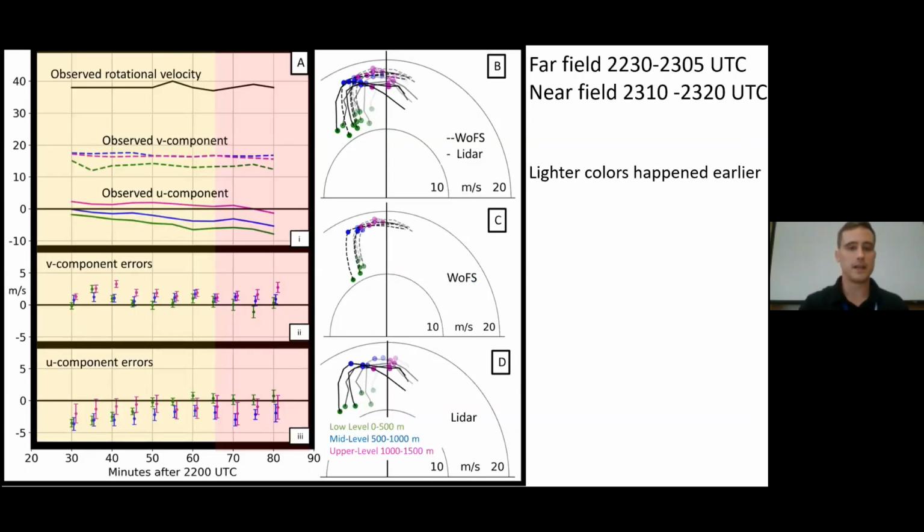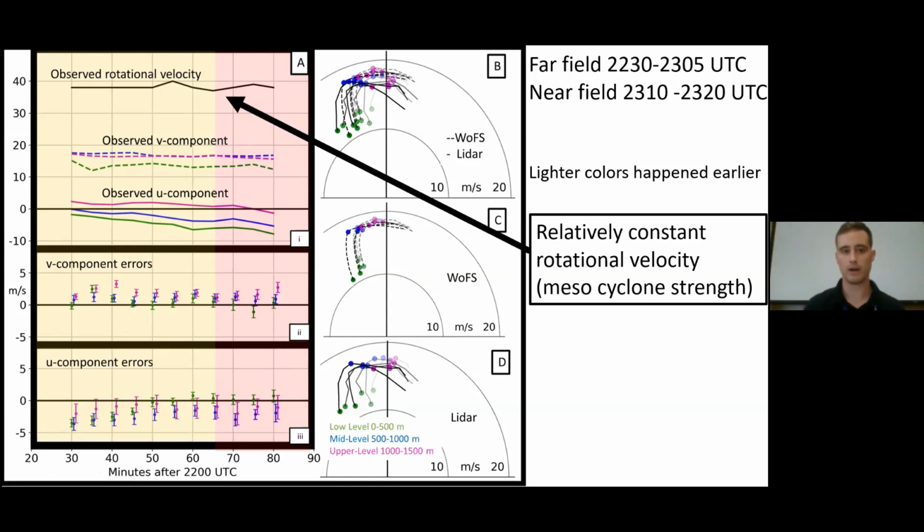So I'll take a moment to explain this graph real quick, as we will see this a few times in the talk. The solid line here is the observed rotational velocity. These lines here, we have the observed V component of the wind, observed U component of the wind, and in panels 2 and 3, we have the V component errors and the U component errors. Panel B, I have the WoFS and Lidar photographs overlain, which sometimes it's a little difficult to tell a difference between them. So in panels C and D, I've separated them so that C are the WoFS photographs and panel D are the Lidar photographs. And the lighter colors happened earlier on in the deployment, and so that means the darker colors are happening later on in the deployment.